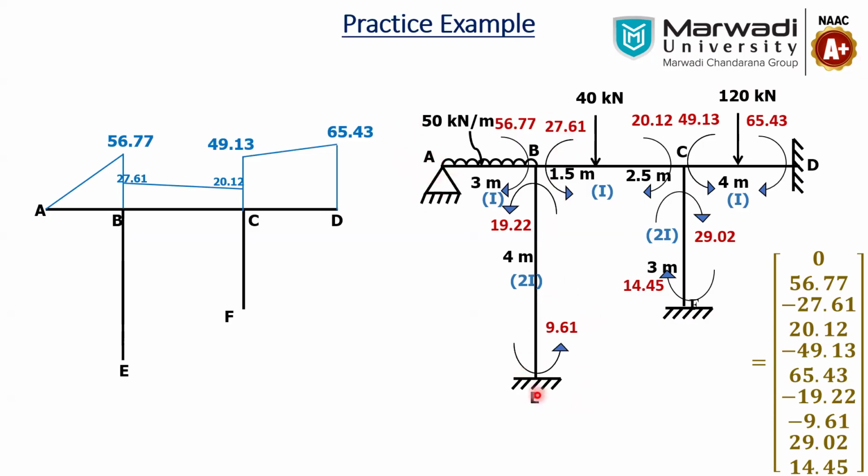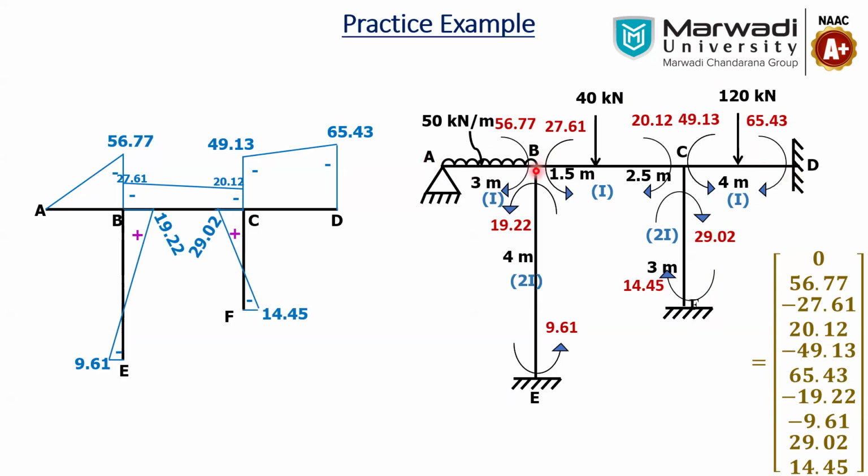Now if you consider BE, what happened is that here it is hogging, but here it's sagging, so it is going from plus to minus in the case of BE. So that is our moment at BE. Similarly, if we are considering over here in CF, at C it is sagging, and at F it is hogging. So here again it is going from plus to minus. Above it, we have to draw the span moment.